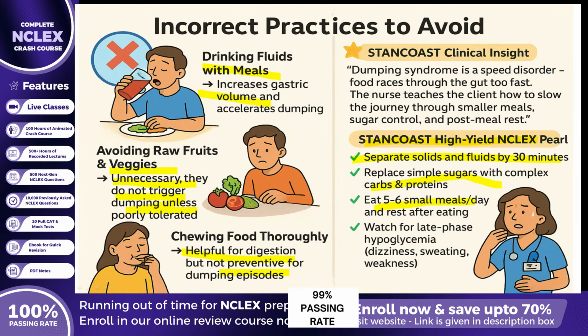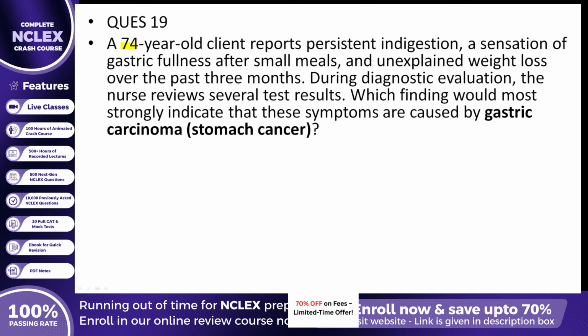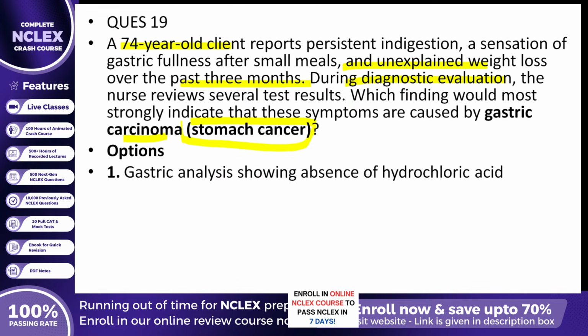Let us now dive into a clinically significant scenario that highlights the importance of diagnostic interpretation in oncology nursing. A 74-year-old client reports persistent indigestion, a sensation of gastric fullness even after small meals, and unexplained weight loss over the past 3 months. During the diagnostic evaluation, the nurse carefully reviews several test results to determine the underlying cause. The question arises: which finding would most strongly indicate that these symptoms are caused by gastric carcinoma, also known as stomach cancer? Here are the options to consider.